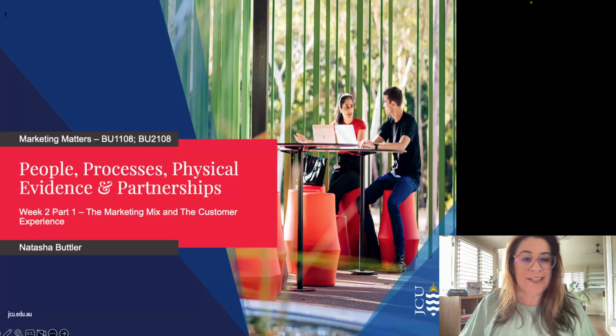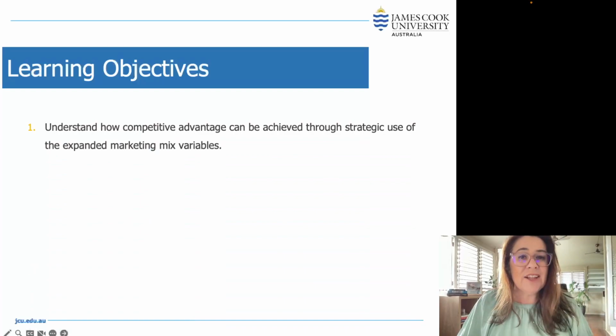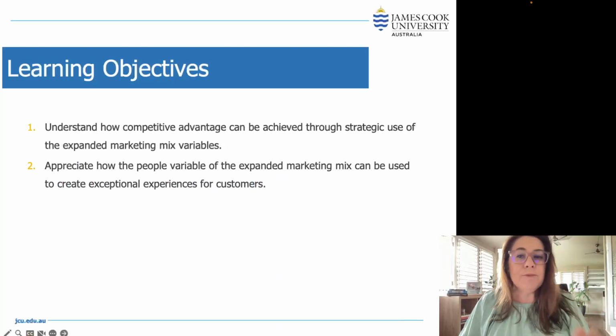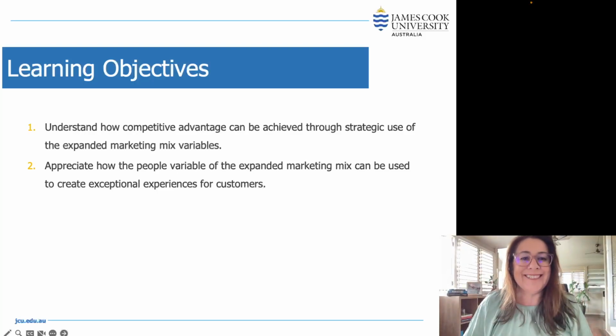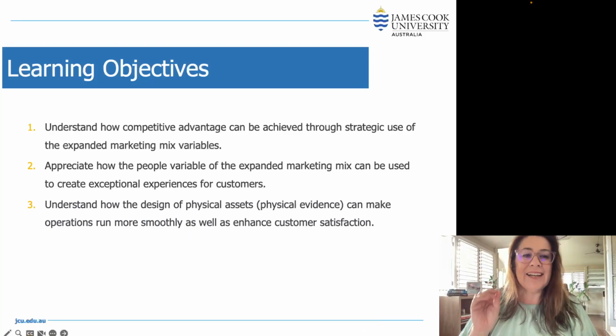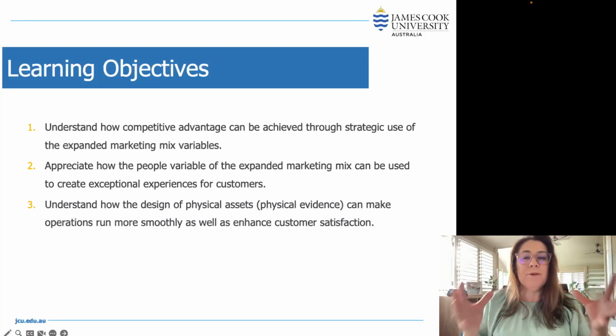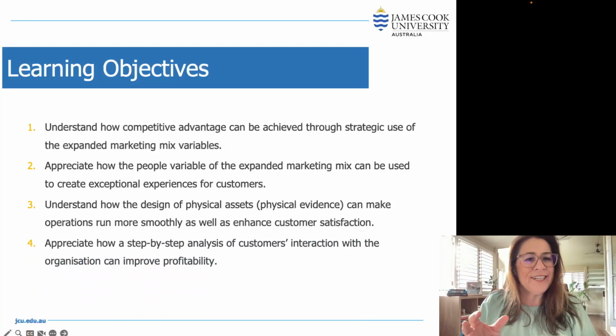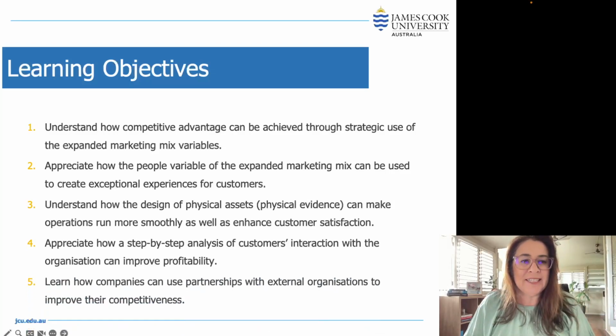But first, let's have a look at those learning objectives for this topic. The learning objectives are to understand how competitive advantage can be achieved through strategic use of the expanded marketing mix variables, to appreciate how the people variable of the expanded marketing mix can be used to create exceptional experiences for customers. You'll understand how the design of physical assets or the physical evidence can make operations run more smoothly as well as enhance customer satisfaction. You'll also get an appreciation of how a step-by-step analysis of customers' interactions with the organisation can improve profitability. And finally, you'll learn how companies can use partnerships with external organisations to improve their competitiveness.